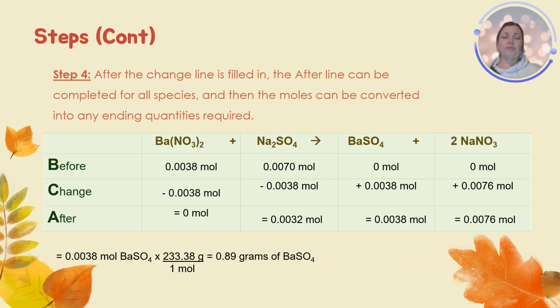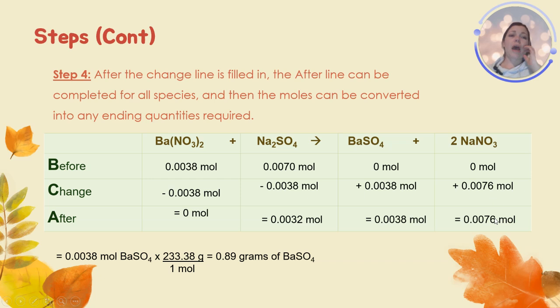Now, you might be thinking to yourself, that's a lot of work for just one answer. But the beauty of a BCA table is that it gives you anything you could be asked for. So if you're asked for the amount of excess that remains, or the amount of unreacted reagent, or the amount of leftover reagent, or anything like that, you can get that from this after line here. If it asks you for the other products, you can get that. You can do that here.